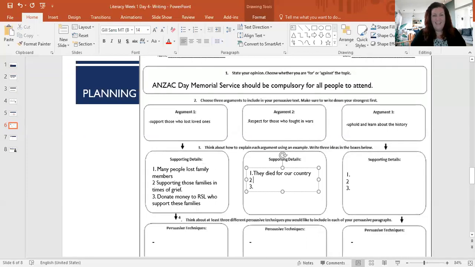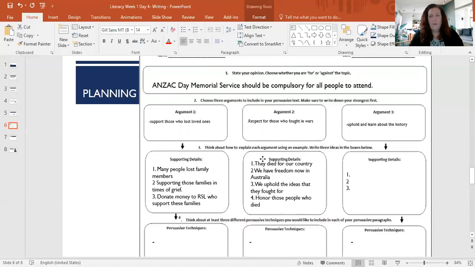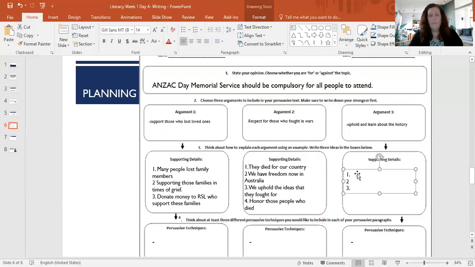Now my second supporting fact is we have freedom in our country now. Freedom now in Australia. So we have the freedom because they fought for us. And my third one is we uphold the ideas that they fought for. I also have another one that I was thinking about. We honour those people that died. So they're my supporting details that I can put in my paragraphs.